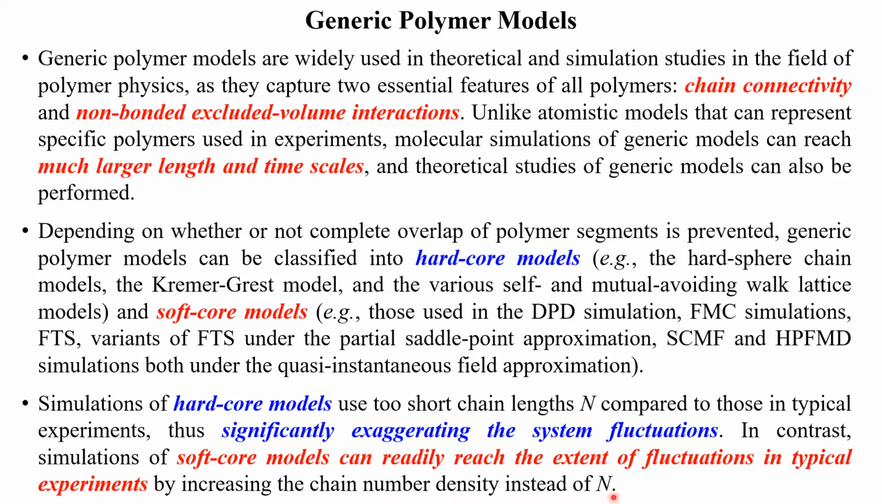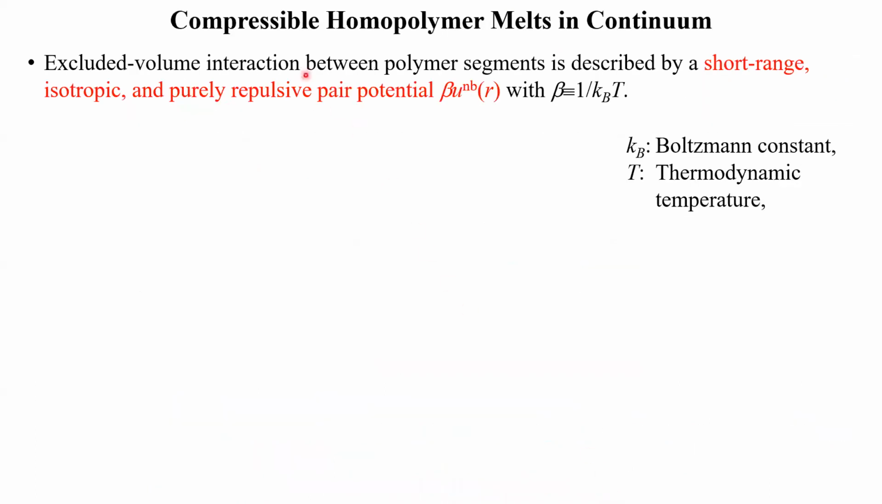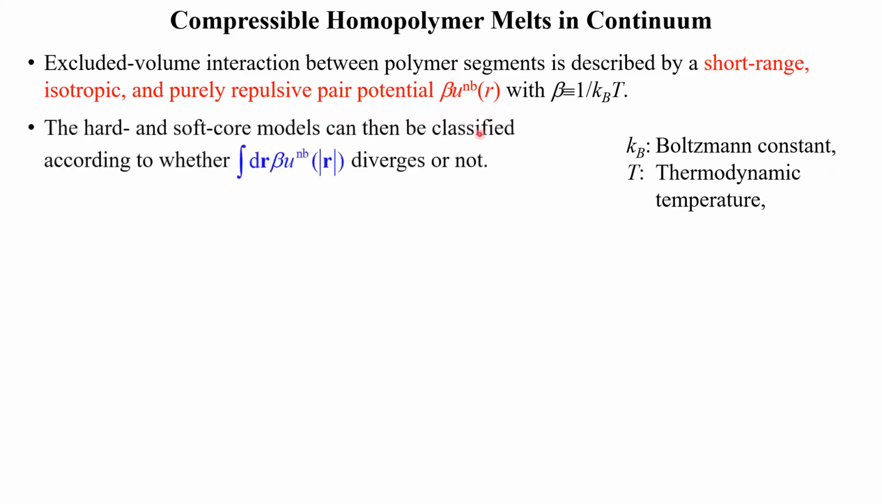Here, we focus on a simple but important class of generic models for compressible homopolymer melts, or equivalently homopolymer solutions in an implicit good solvent in continuum, where the excluded volume interaction between polymer segments is described by a short-range, isotropic and purely repulsive pair potential βU_nb(r). The hard and softcore models can then be classified according to whether this three-dimensional integral diverges or not.